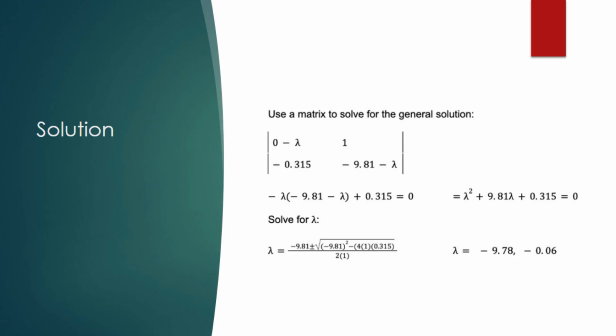And now we can take this equation and plug it into a matrix to solve and find our lambda values. So obviously we have our matrix. We take our lambda values and subtract them from the two corners. This will help us find our eigenvalues. And then by finding the determinant of that lambda matrix, we are left with lambda squared plus 9.81 lambda plus 0.315 equals 0. And then when we're solving for lambda, we use the quadratic formula to find our two lambda values of negative 9.78 and negative 0.06.